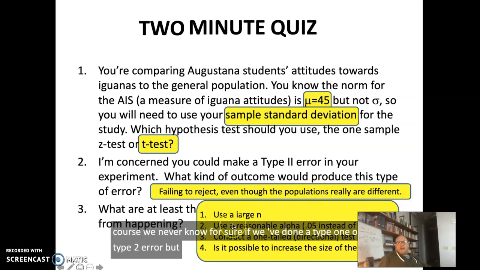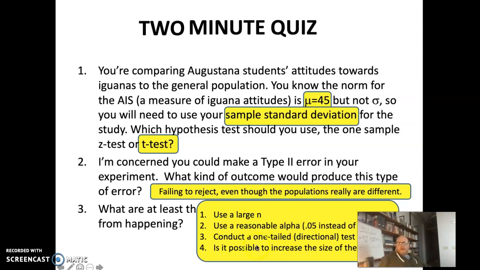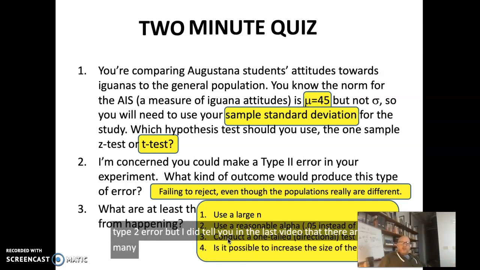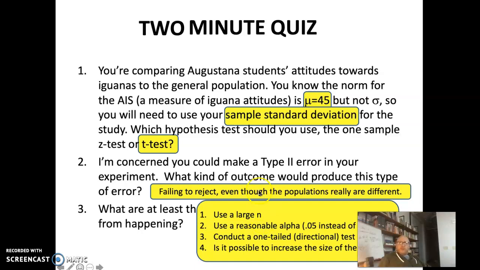Make sure you use a reasonable alpha. You don't want to get a too conservative alpha, especially if you're new to the research. So 0.05 is usually better than 0.01 for that. When you can, if you have some sort of background research or knowledge that allows you to predict the changes are going to be in a specific direction, you can do a one-tailed or directional test. And then finally, in some cases, you can increase the size of the effect. Remember, effect sizes usually result from dosage, and in this case, I don't know how I can increase the dosage of anything because we're just measuring people's attitudes. So may not be able to do that one in this case.